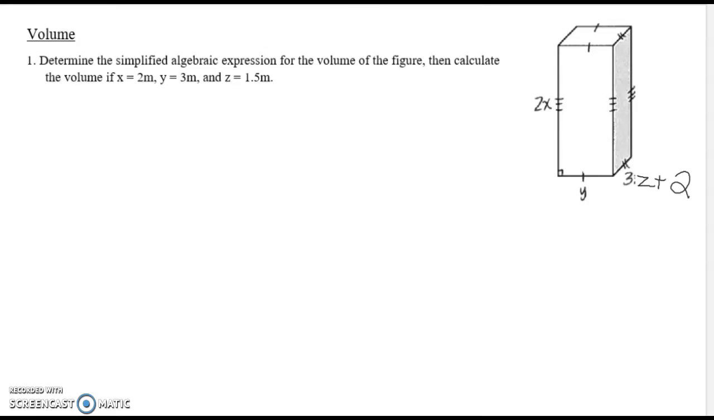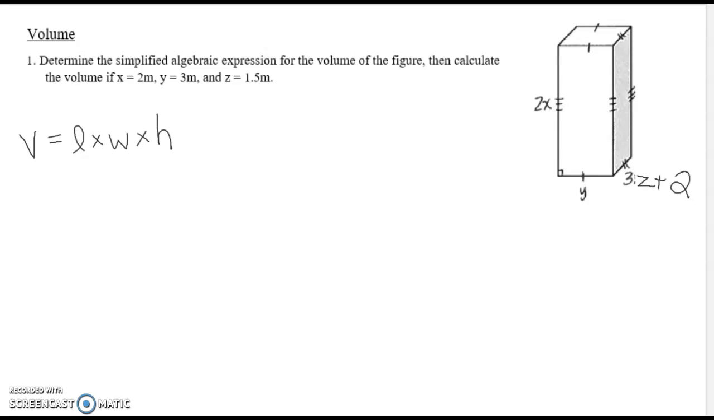Last question is volume. Determine the simplified algebraic expression for the volume of the figure. Then calculate the volume if x equals 2m, y equals 3m, and z equals 1.5m. Okay, so volume on a cube is length times width times height. So a rectangular prism.